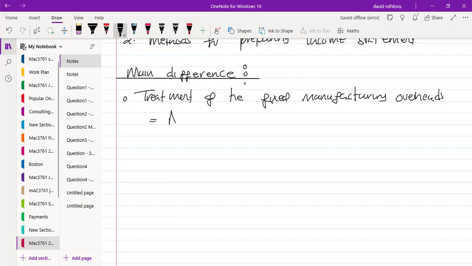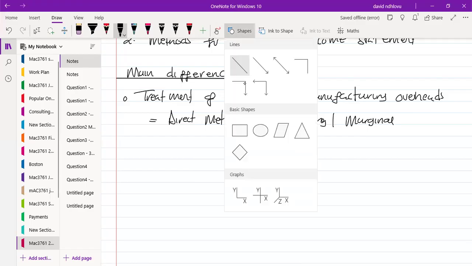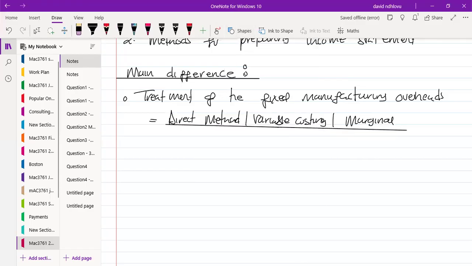Under the direct method, also remember the direct method is commonly known as variable costing, also known as marginal costing. Very important to be familiar with that, because those particular terms are interchangeable. In one question, they can say prepare a direct costing statement, or they can also use the other names. So we are talking about the same thing.